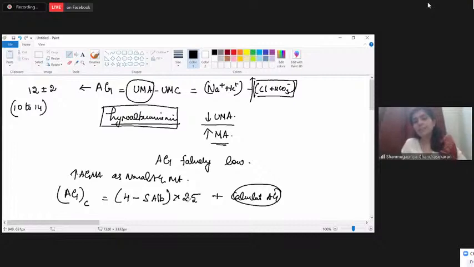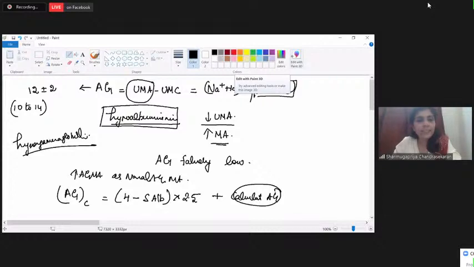And another condition wherein an increased anion gap metabolic acidosis can be misdiagnosed as normal anion gap metabolic acidosis is hypergammaglobulinemia. Can you quickly tell me one example for a hypergammaglobulinemia condition? Anyone? Easy, right? Very good, Hema Darshini. It is multiple myeloma.